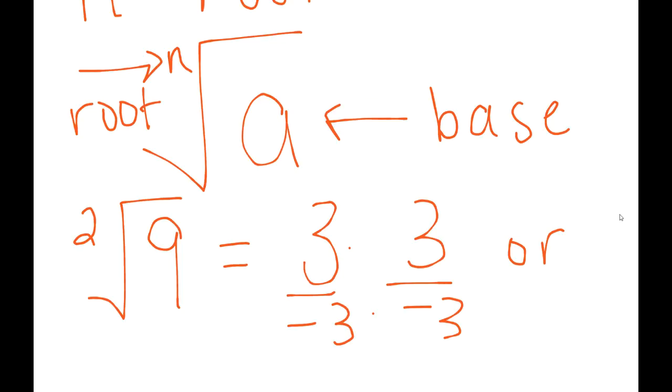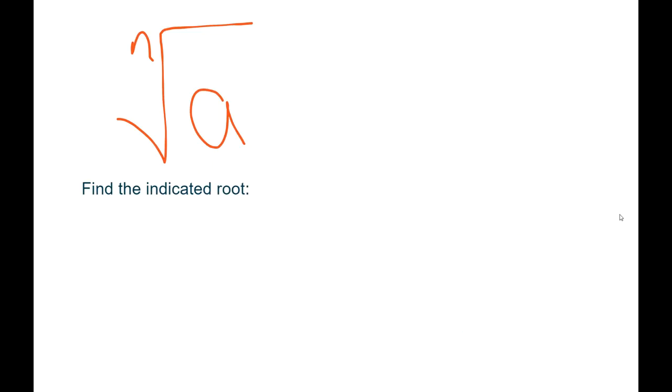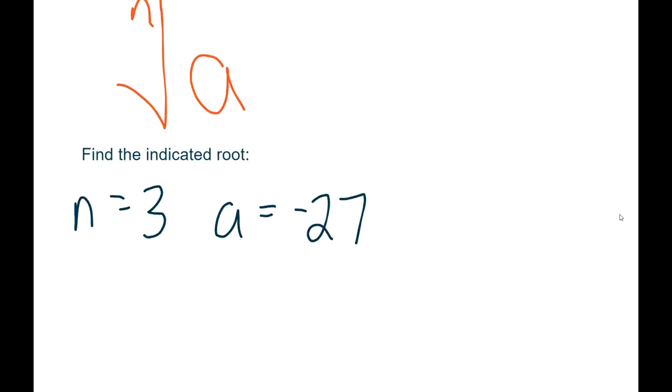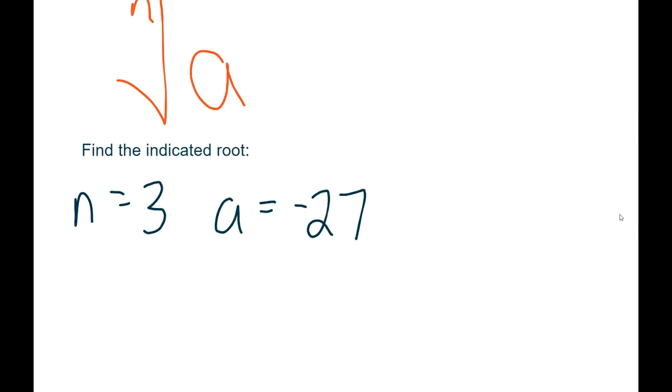So we're going to practice that because that's what you're going to have to do on your assignment. The first thing it might say is find the indicated root, and it will give you the root. Let's say, for example, it says n equals 3 and a equals negative 27. Well, first of all, it just means put it into the formula up here.